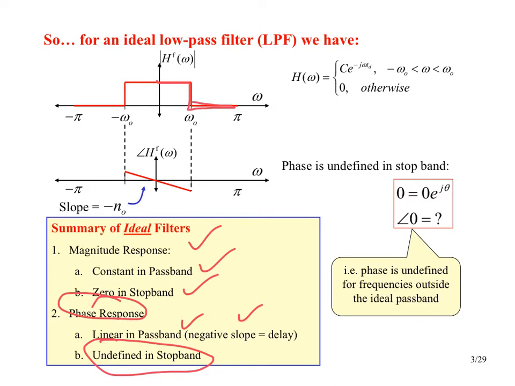I mean, if we have something that is 0, so the complex number 0, what is its angle? Well, 0 times e to the j anything is still 0, so that's what we're saying over here. So the phase is really undefined. So that's our definition of an ideal low-pass filter.